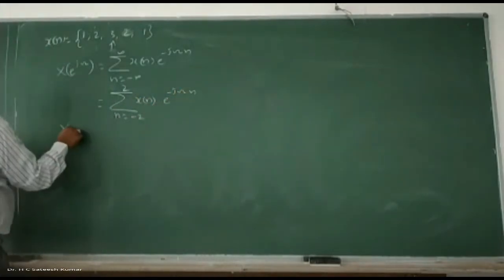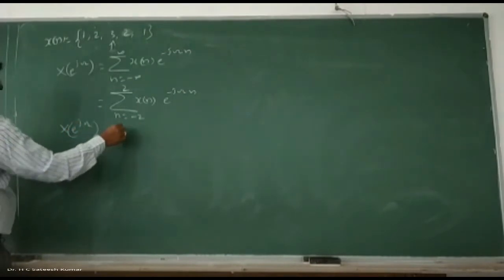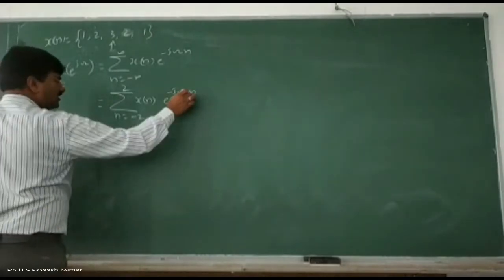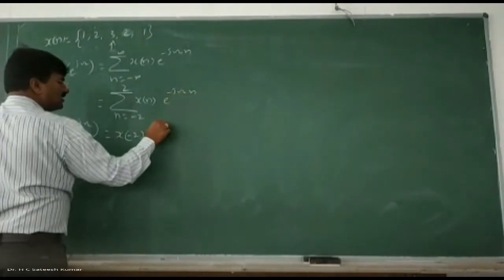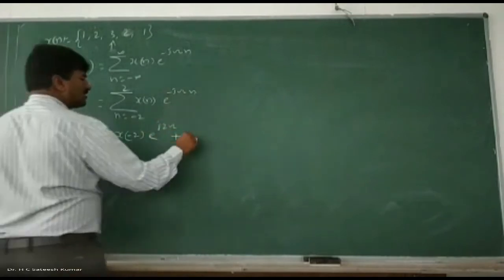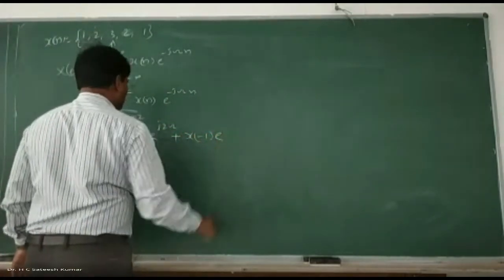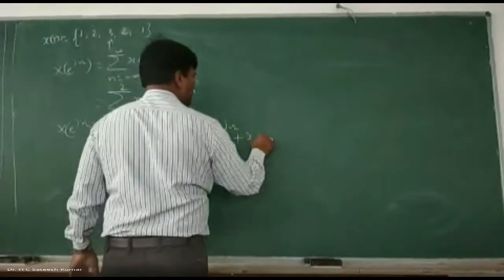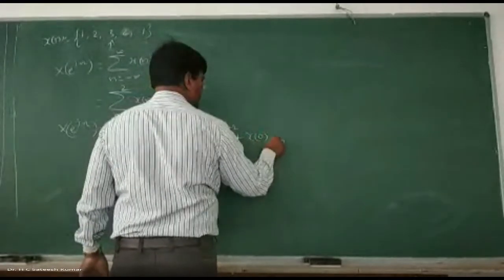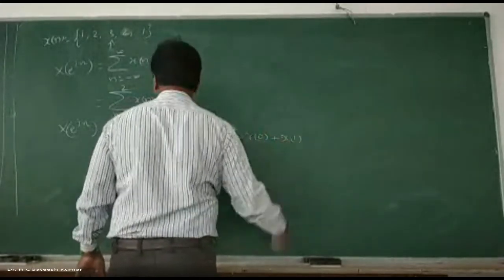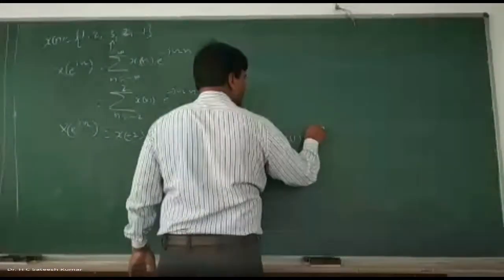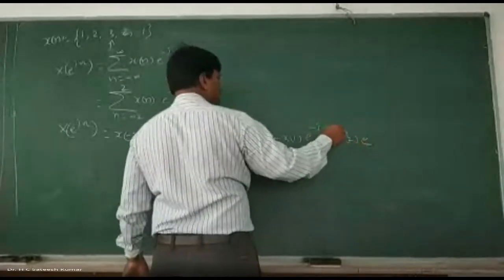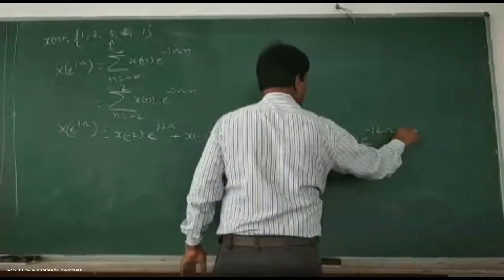So this can be written as X of e to the power of j omega, giving the value for this n. X of minus 2 into e to the power of j2 omega plus x of minus 1 into e to the power of j omega plus x of 0 into e to the power of 0, which is 1, plus x of 1 into e to the power of minus j omega plus x of 2 into e to the power of minus j2 omega.